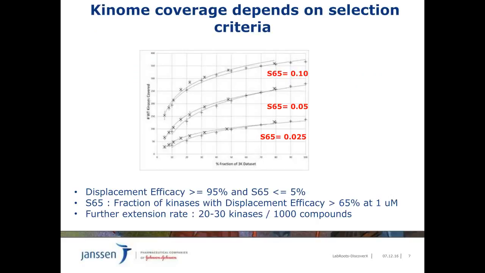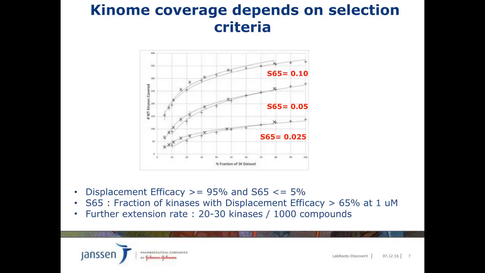Having available the full matrix of 3,369 compounds and 396 wild-type kinases with displacement efficacy values determined in single-point measurements at 1 micromolar compound concentration, a first type of analysis was about the kinase space covered with potent and selective inhibitors.